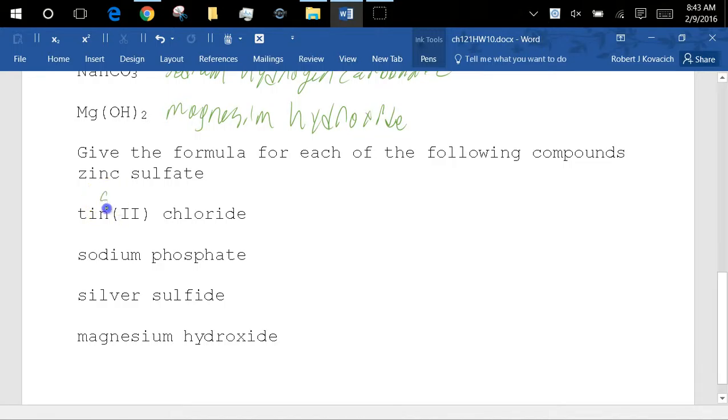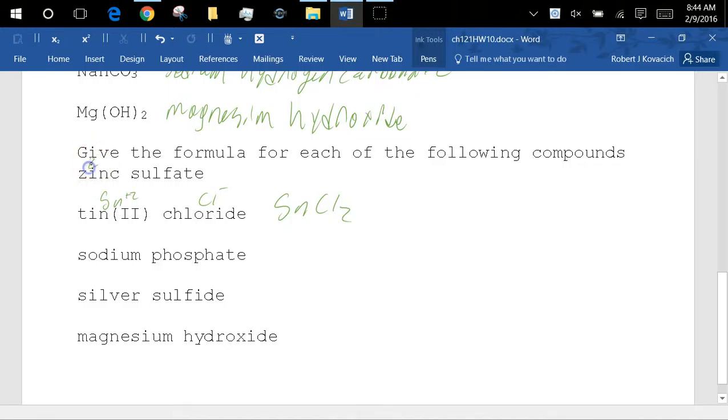When I look at this, I'm like Sn with a +2 charge, and chloride usually has a -1 charge, so SnCl2. That's how I would approach those. The sodium phosphate, what's that one look like? You skipped the first one. Oh, sorry about that. Yeah, I did.